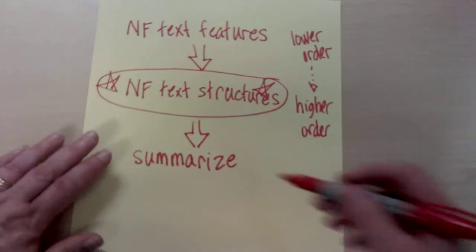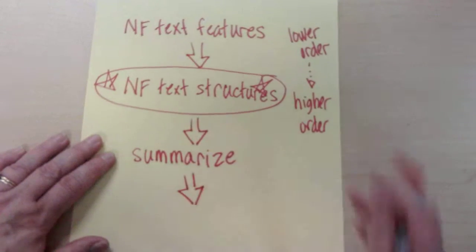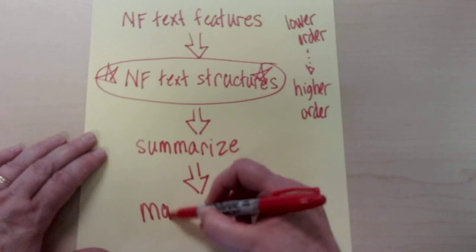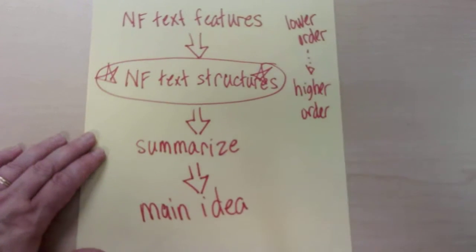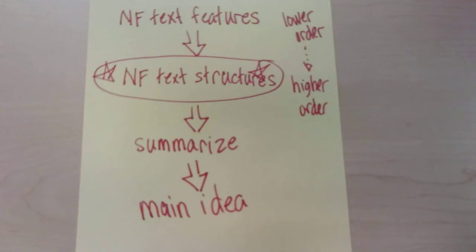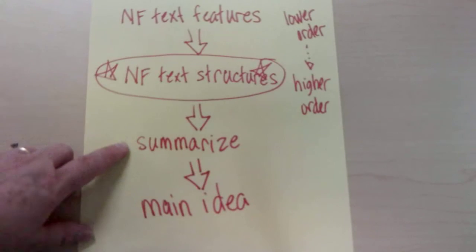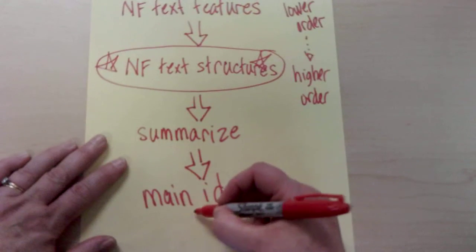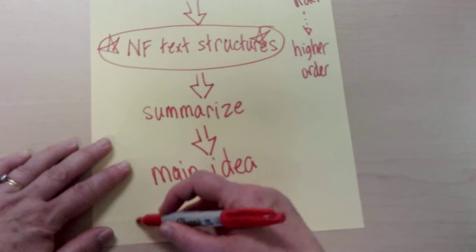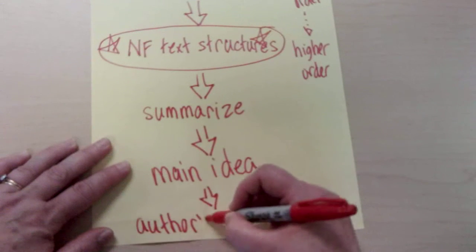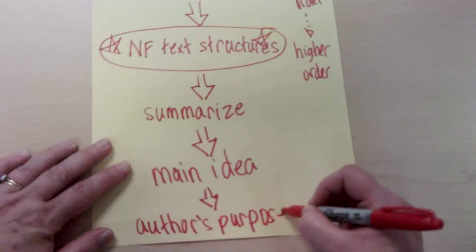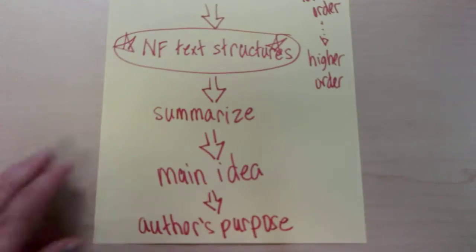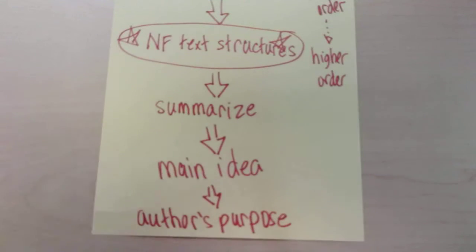But even that is still a means to an even bigger end. That's going to help us to find the main idea. The main idea is kind of like a super small version of a summary. A main idea statement is usually one sentence or even one word about what the topic is about. Even that, though, is not the end. Eventually, this is our goal. We want our students to be able to understand the author's purpose. That's what all of these skills are leading to. And nonfiction text structure is a really big part of that.